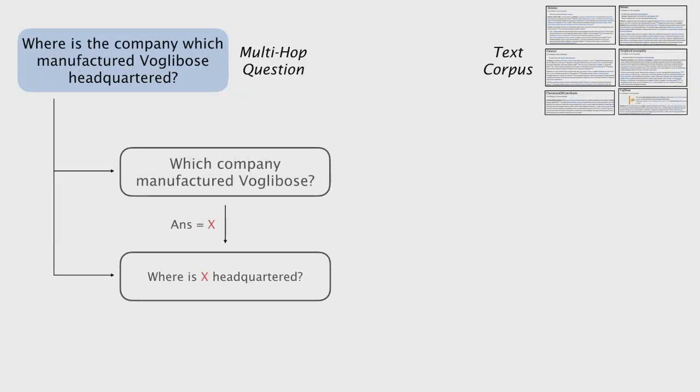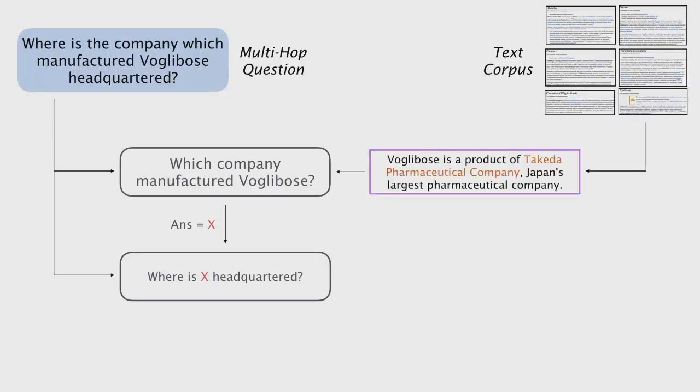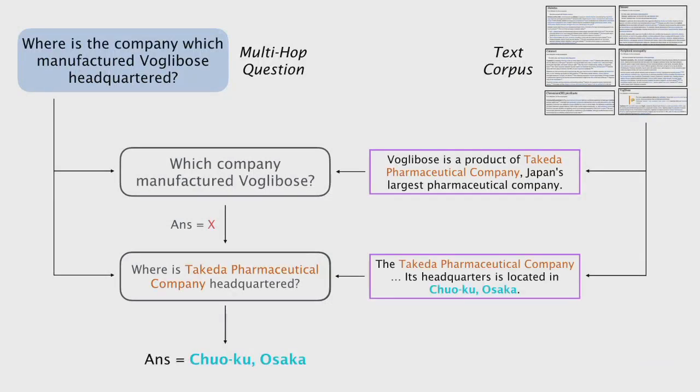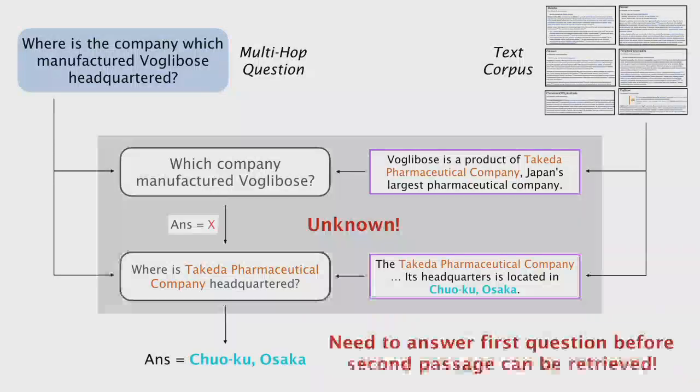So implicitly answering that question requires two steps. We need to answer these two sub-questions: which company manufactured Vogelibos? Get the answer to that, and then find where X is headquartered. The answers to these two questions can be in very different passages in our text corpus. And the problem is that to retrieve this second passage, we need the answer to the first question, which is why directly retrieving passages based on my question and the corpus fails for these kinds of questions.